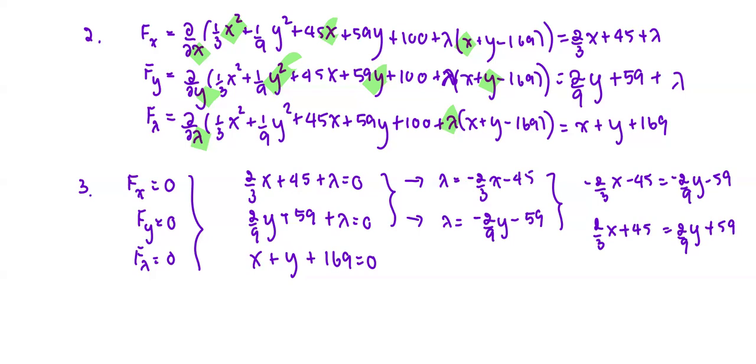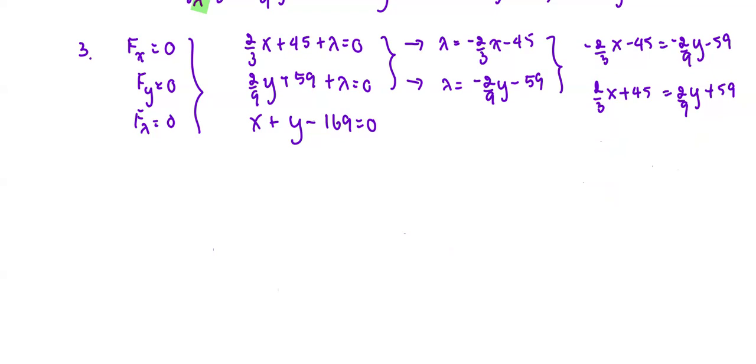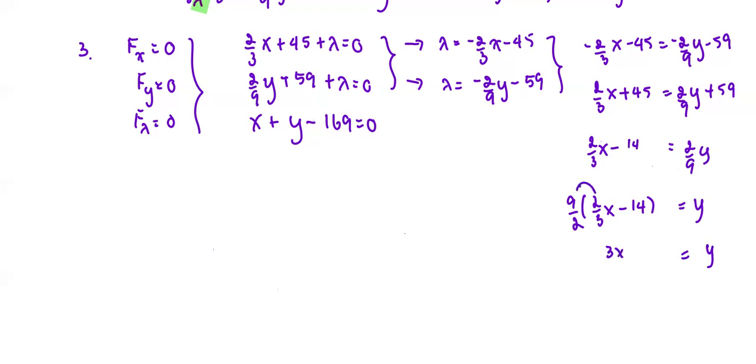And then simplify the terms. I'm gonna write y in terms of x, so subtract 59 from both sides. We have 2/3 times x minus 14 equals 2/9 times y, and then multiply both sides by 9/2. Then we get y in terms of x: this is 3x minus 63. That's the y expression.